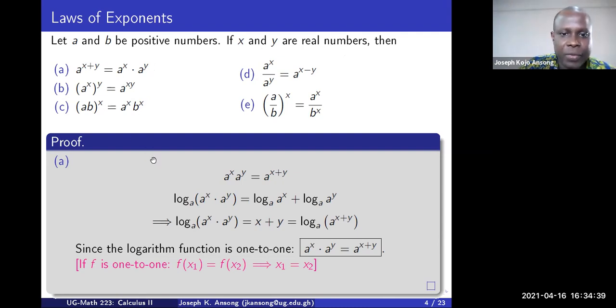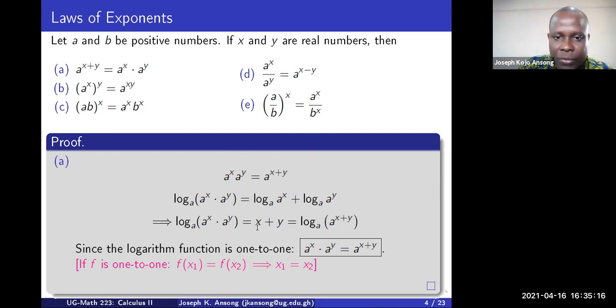So let's prove this first one. This says that if I have a to the x multiplied by a to the y, it is the same as a to the x plus y, just sum the exponents. Actually, we are starting from here. Okay, we're going to take the log. If we take the log of this, remember that for a product, it becomes an addition, right? So log of a to the x multiplied by a to the y is the log of a to the x plus log of a to the y, okay?